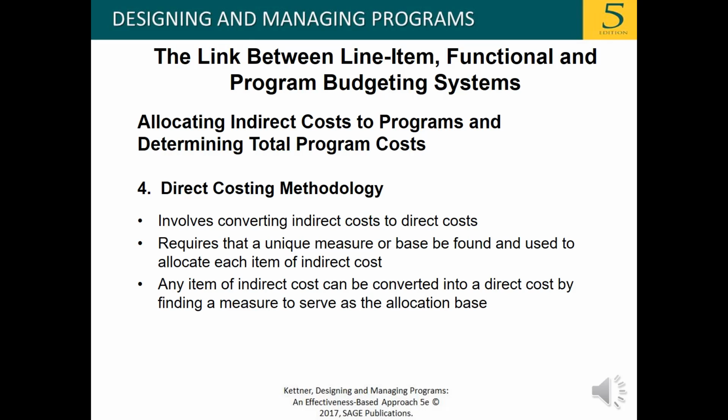Direct costing methodology involves converting indirect costs to direct costs. It requires that a unique measure or base be found and used to allocate each item of indirect cost. Any item of indirect cost can be converted into a direct cost by finding a measure to serve as the allocation base.